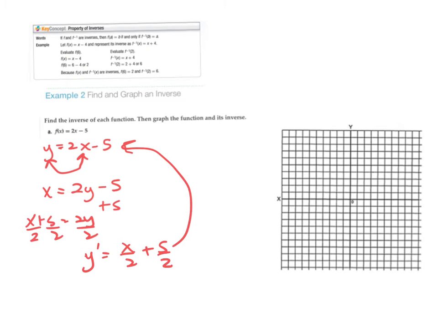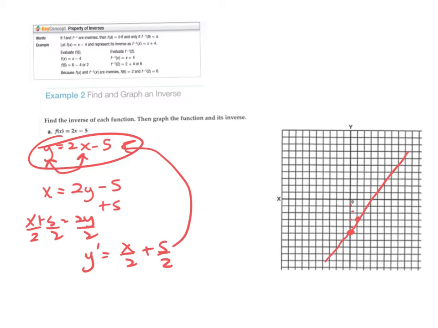So now we want to graph both of these functions. I'm going to graph this one in red. I'm going to graph that by starting at -5. 1, 2, 3, 4, 5. That's our y-intercept, and I'm going to go up 2 and to the right 1. And so I'm going to draw my line there.